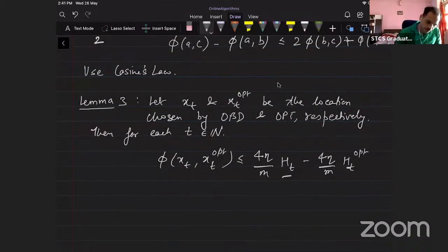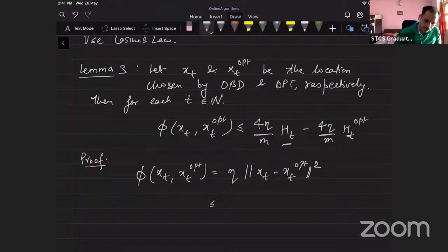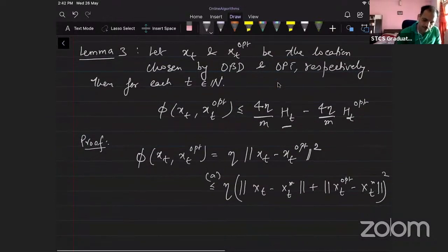Okay, so can somebody help me prove this? It's actually again an elementary proof. So by definition, what is phi of xt comma xtopt? This is nothing but eta times xt minus xtopt. So maybe I'll write something and then you can tell me why this is well defined. So can somebody justify equation number A? I've only introduced xt star inside, that's all.